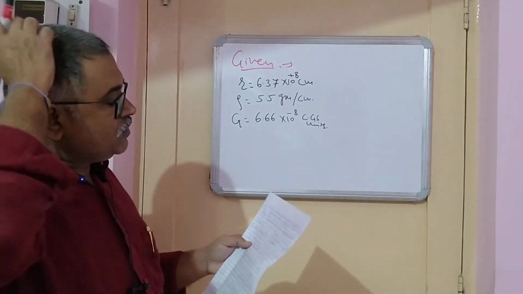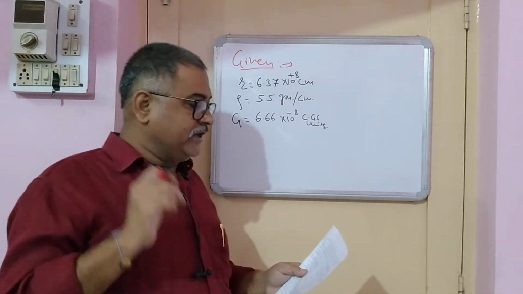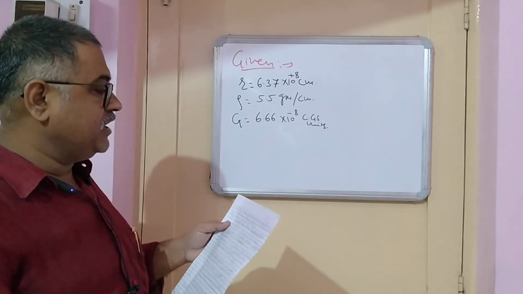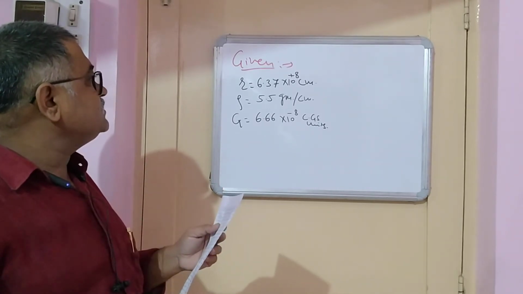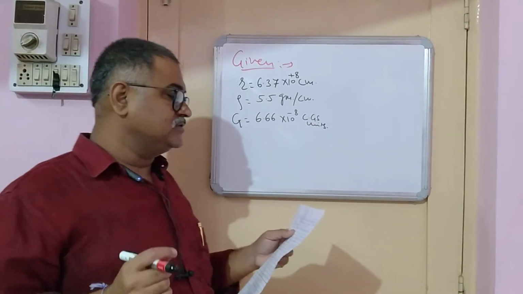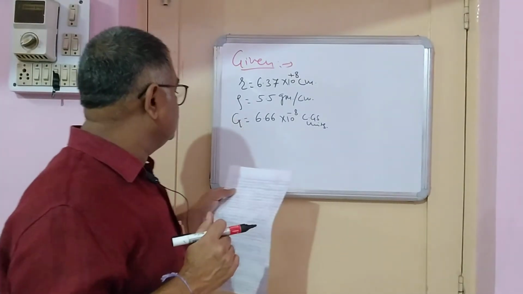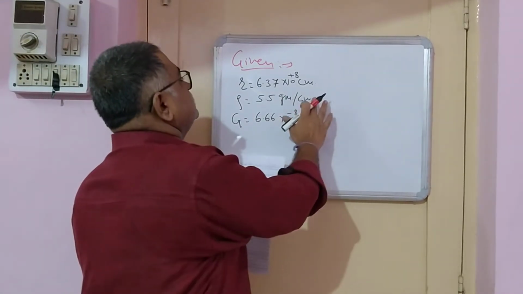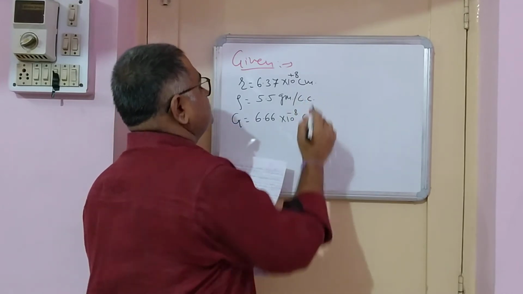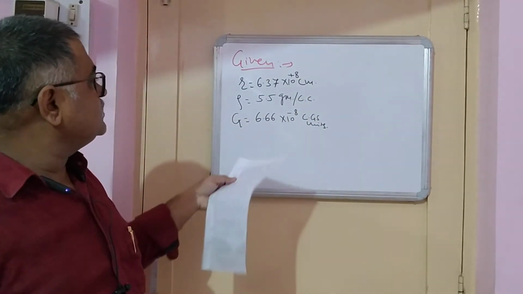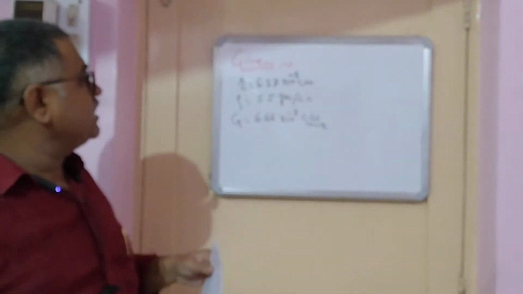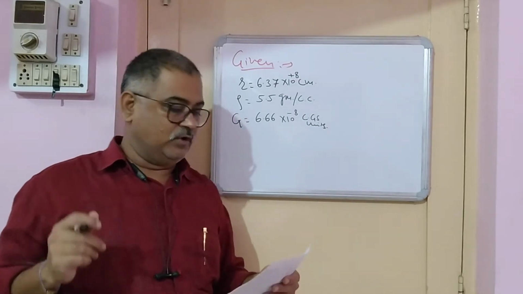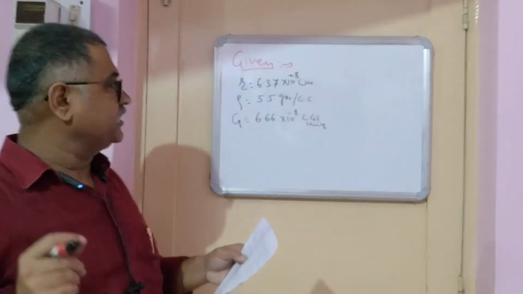Now, once again I will repeat the problem. The radius of the earth is 6.37 into 10 raised to 8 centimeter. Its mean density is 5.5 gram per cc, cubic centimeter, and the gravitational constant is G, 6.6 into 10 raised to minus 8 CGS units. Therefore, here we are interested to calculate the Earth's surface potential.